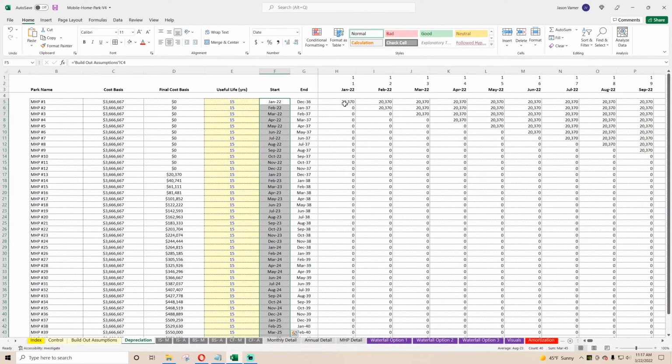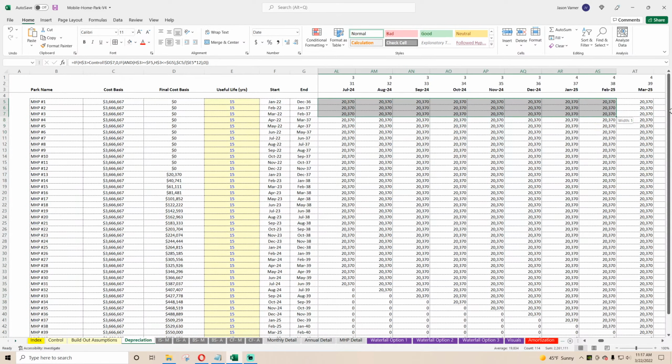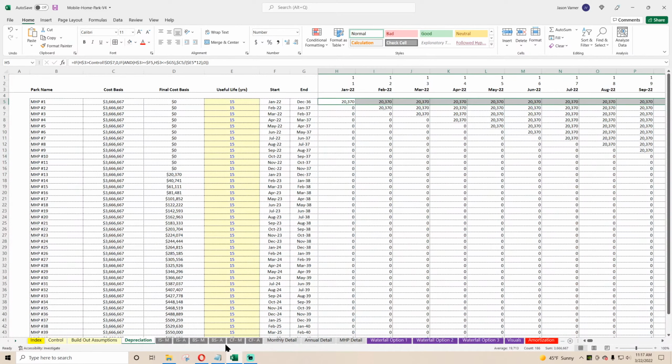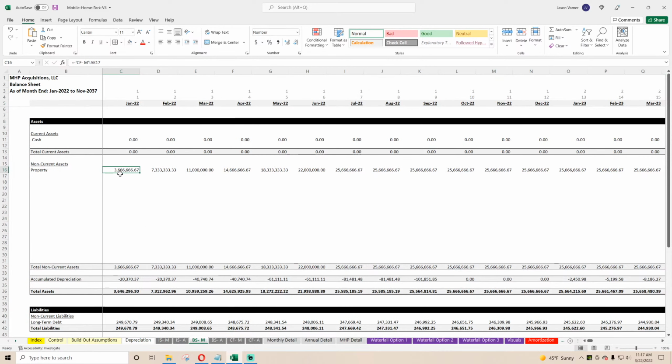Now let's make sure this still works. So this should be 366 total. Okay, good. All right, so that we got accumulated depreciation. Drag this over.